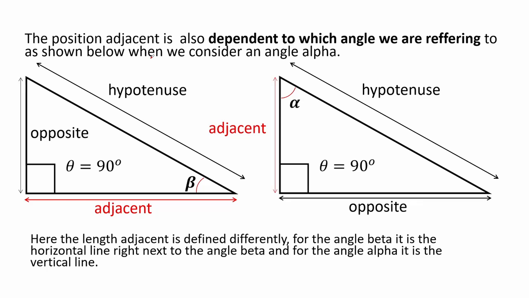The position called adjacent is also dependent on which angle we are referring to, as shown below when we consider an angle alpha. Here the length adjacent is defined differently. For the angle beta it is the horizontal line right next to the angle beta, and for the angle alpha it is the vertical line.